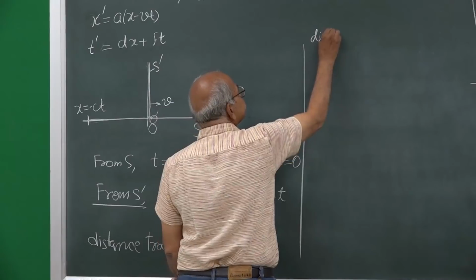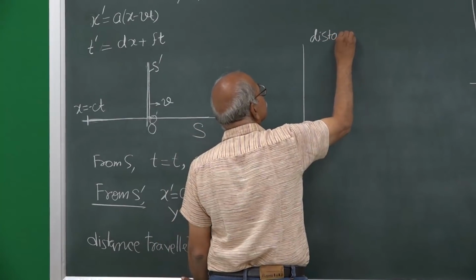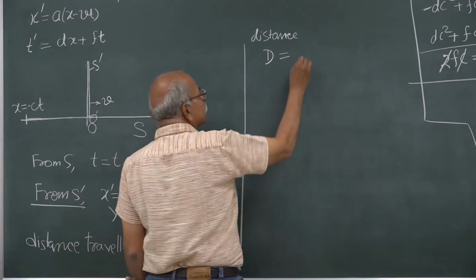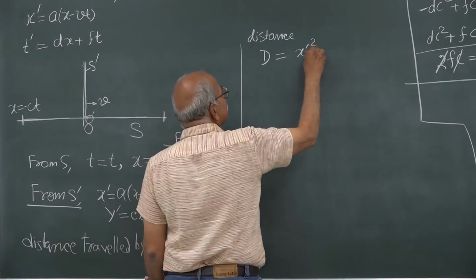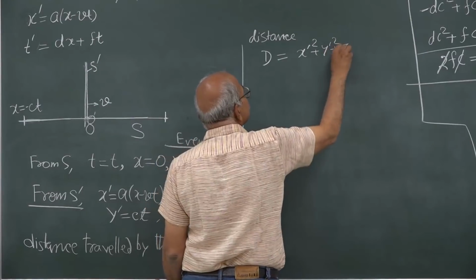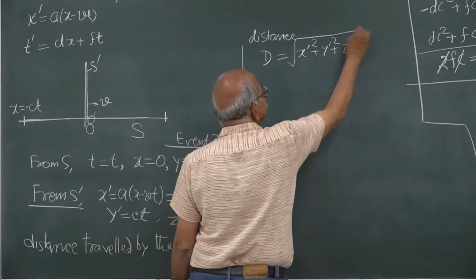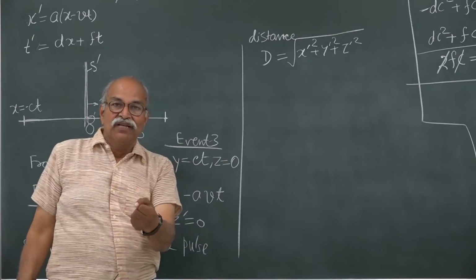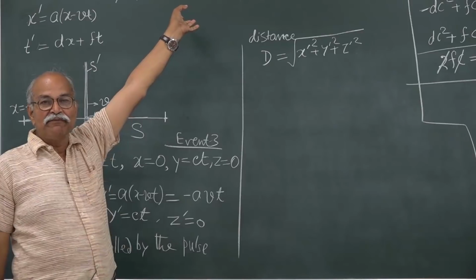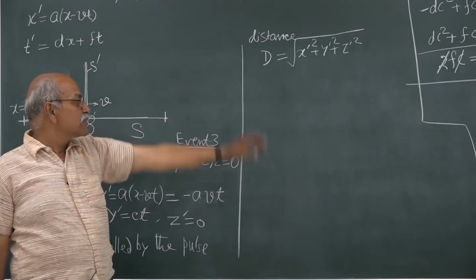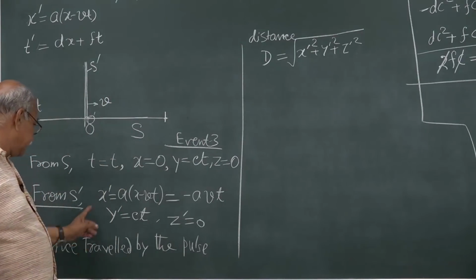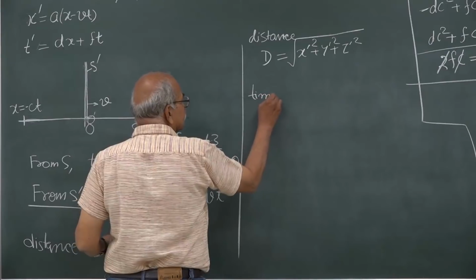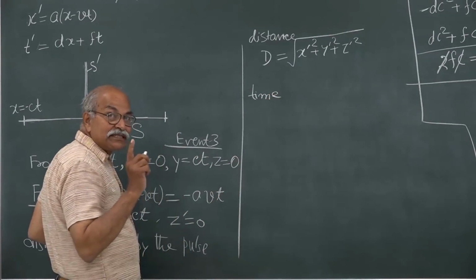If I call this distance capital D, the distance will be the square root of x prime square plus y prime square plus z prime square. Because it originated at the origin O prime and then it is reaching x prime, y prime, z prime. So, this is the distance covered, and time, I have not written time, at t prime equal to 0 it originated, remember.